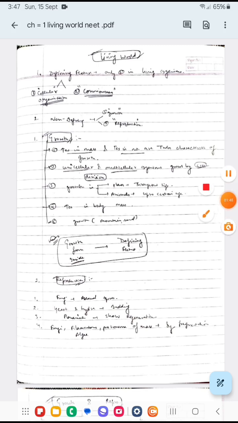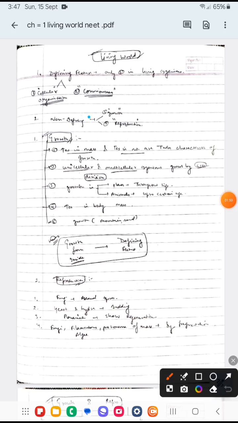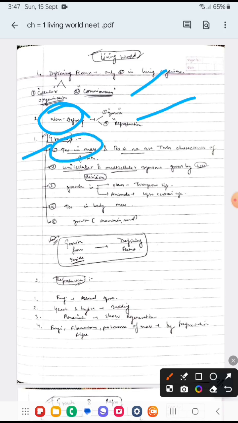Next one is non-defining features. The non-defining features are growth and reproduction. So what is growth? Growth, as we can see in the beach, the sand dunes, and the mountains also. The mountains throughout the year gain some mass and show the property of growth. So growth occurs when there is an increase in mass or an increase in number.